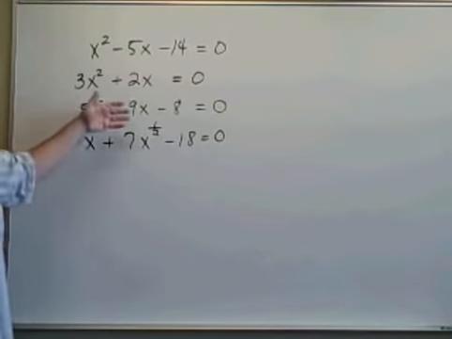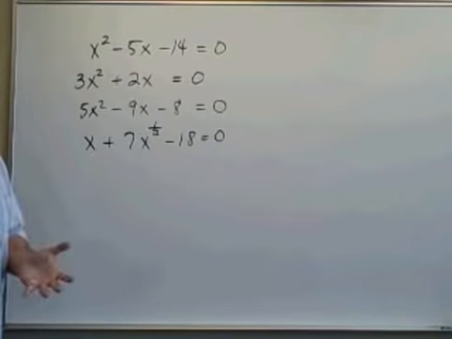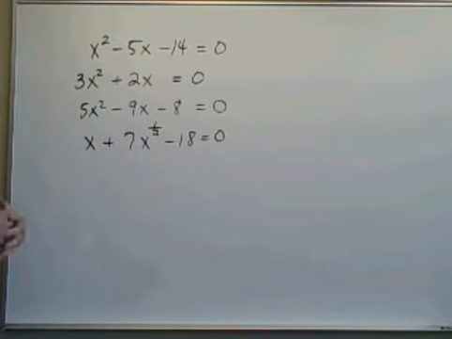5x squared minus 9x minus 8 equals 0. That's another quadratic equation. And when we recognize those as quadratic equations, we have certain things we're looking for. One of the things we're looking for is one of the terms to have the variable to the second power.